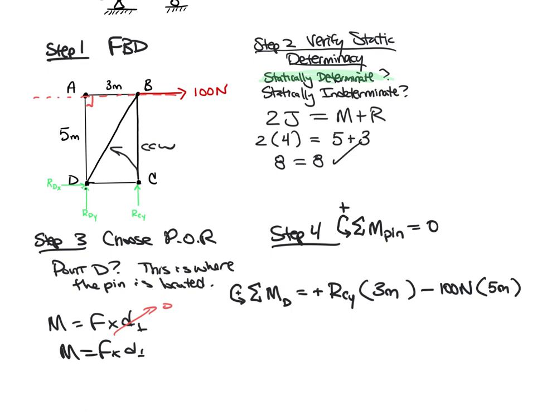And static equilibrium tells us that the sum of these moments should be equal to 0. So there's my moment equation. RCY times 3 minus 100 times 5. And if you didn't notice in this example, we're working in the metric system. So our forces are in newtons, our distances are meters. Last class period, we worked in the imperial system where our forces were in pounds and our distances were in feet. The process is the same.